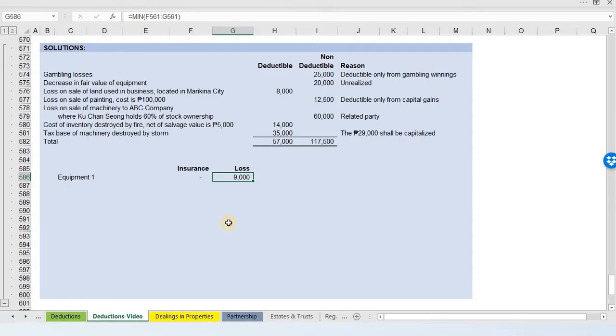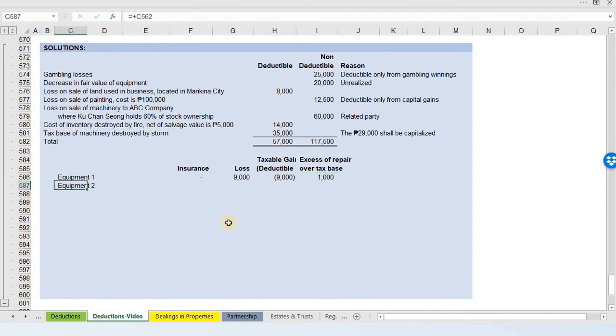So our deductible loss is 9,000 pesos because we have no insurance. However, since the repair cost is 10,000, it exceeded the 9,000 loss. So what is the treatment for the 1,000 excess? It will be capitalized. So that is 1,000 pesos.